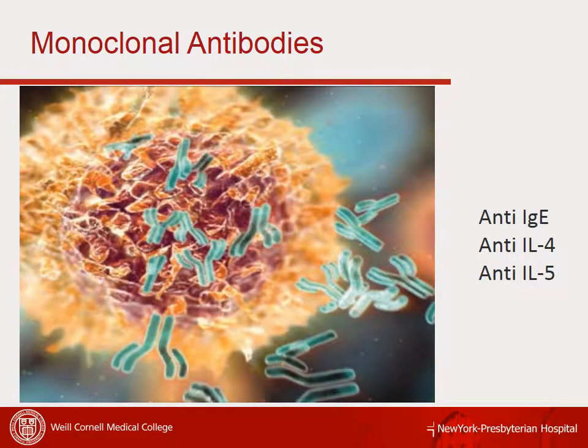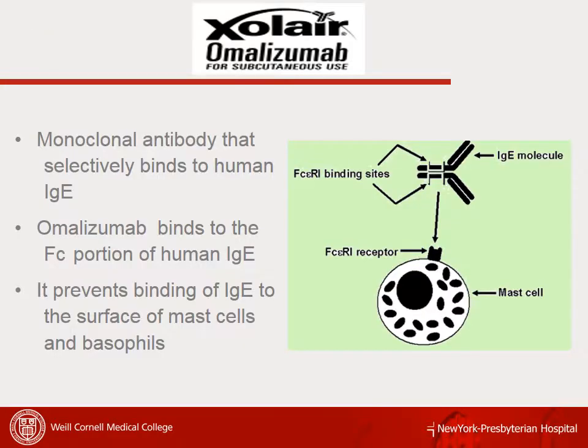Now let's talk a little bit about monoclonal antibodies, which is something we've been seeing a lot in the literature and we've been hearing a lot about, particularly anti-IgE, anti-IL-4, and anti-IL-5. So Xolair, or omalizumab, is an anti-IgE. It selectively binds to human IgE. It binds to the Fc portion, so the constant portion of the antibody, and it prevents binding of that IgE to the surfaces of mast cells and basophils.